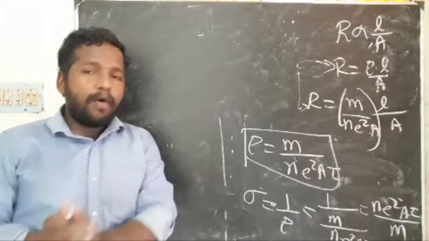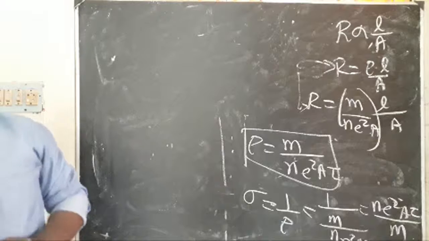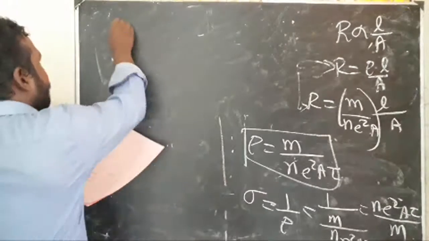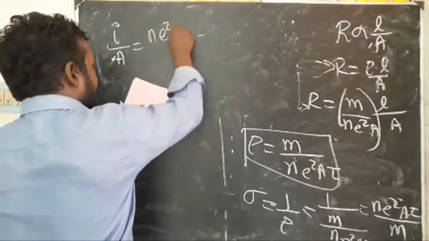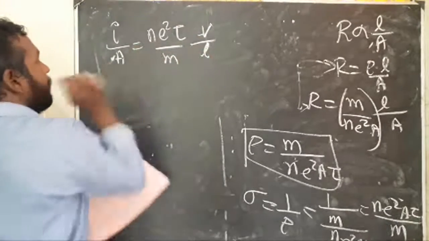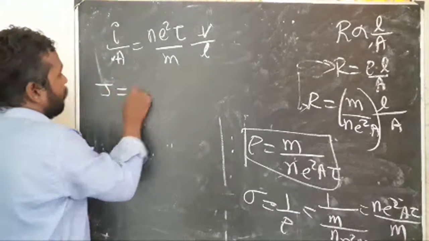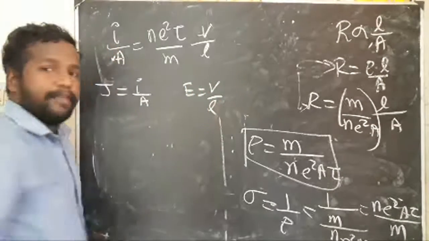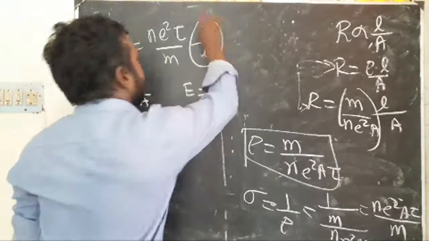Now the vector form of Ohm's law. How am I going to write the vector form of Ohm's law? We have another question. Already I told you the important equation: I divided by A is equal to n e square tau times V divided by L divided by m. If you bring V here, it's going to relate with resistance. Now current density is equal to current per unit area, and electric field is equal to volt per unit length. Simply we can call it like this: all of this we can call current density, and this we can call the electric field.